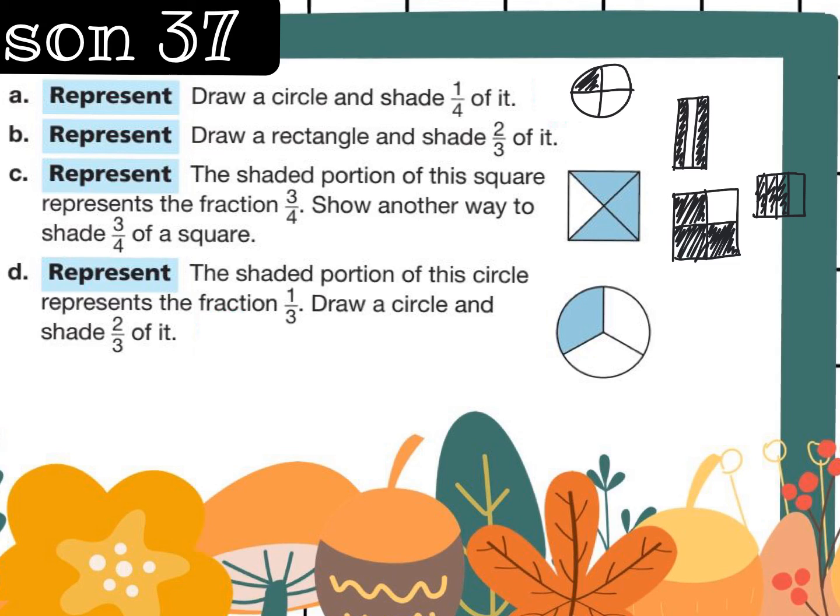Okay, letter D. The shaded portion of this circle represents the fraction 1/3. We're going to draw a circle and shade 2/3 of it. So this time I'm going to do like an upside down Y. Somebody earlier was saying like a peace sign. Okay, I want to shade 2/3. Does it matter which 2? So I'm going to do the bottom, and then I'm going to do this side over here on the right. Do y'all feel pretty good about it? Yes. Okay.